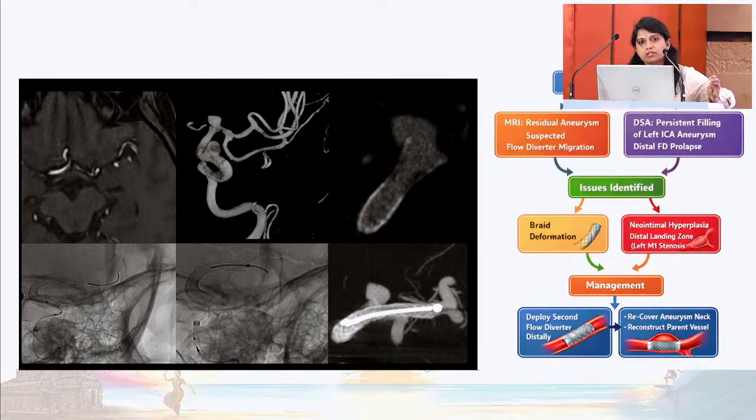In our series, what we have seen is, if you continue those patients on dual antiplatelet and very high-dose statin, they resolve the neointimal proliferation. They resolve rather than going and putting another one upfront, because in most of the cases that narrowing will not be clinically that significant.